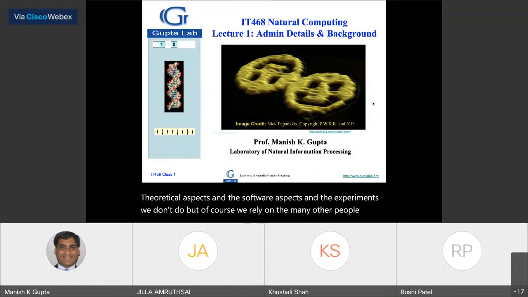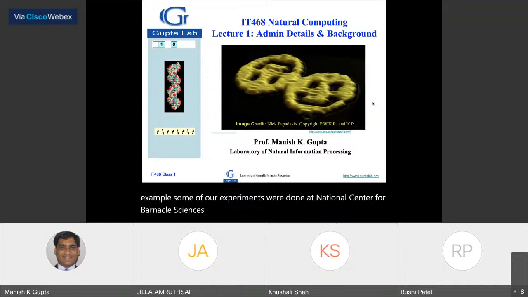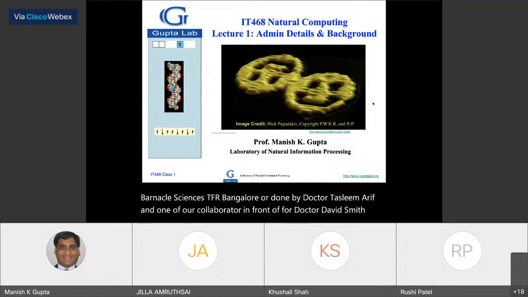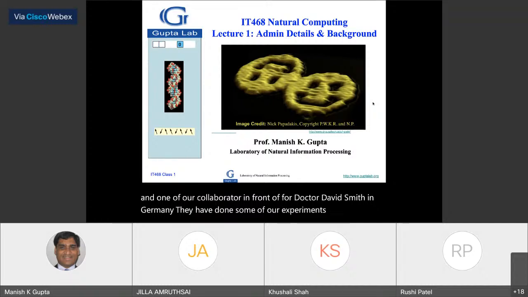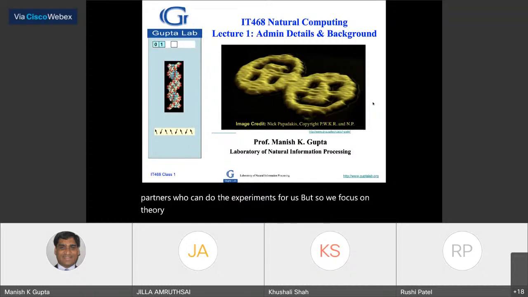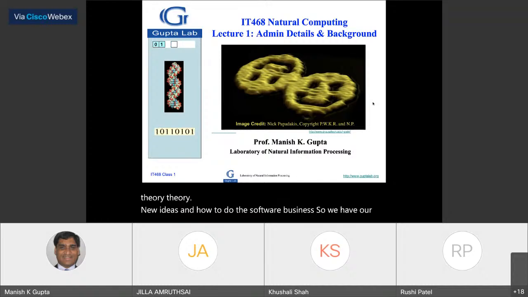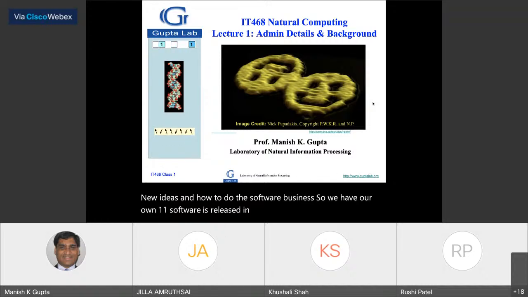For example, some of our experiments were done at the National Centre for Biological Sciences, TIFR Bangalore, by Dr. Taslim Arif, and one of our collaborators at Fraunhofer, Dr. David Smith in Germany. They have done some of our experiments. So there are partners who can do the experiments for us, and we focus on theory, new ideas, and the software side. We have around 11 softwares released in this area, and most of them were developed by students like you in the class. They were doing some projects and then that resulted in a software.